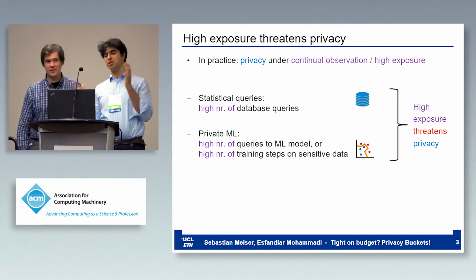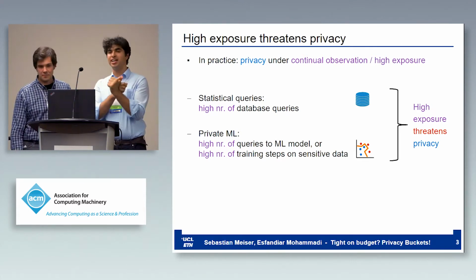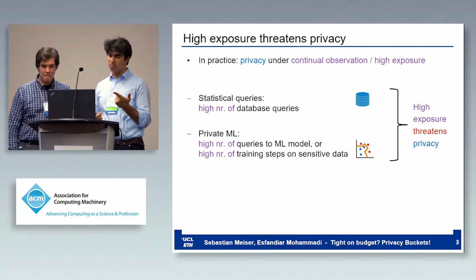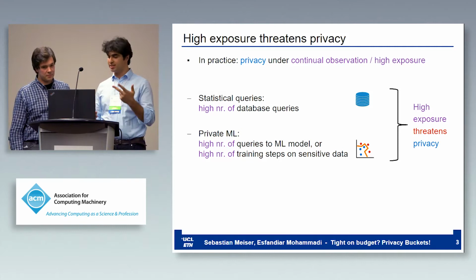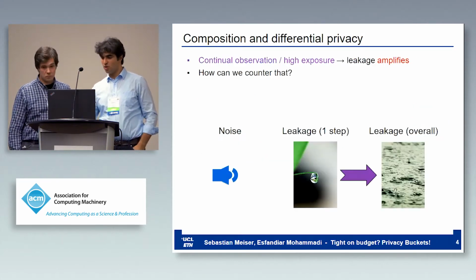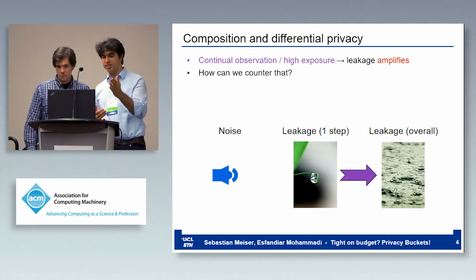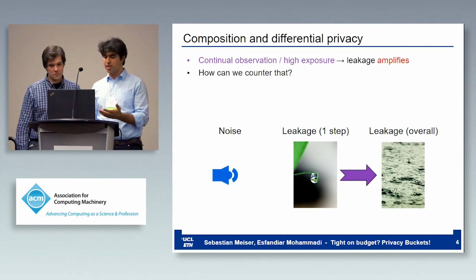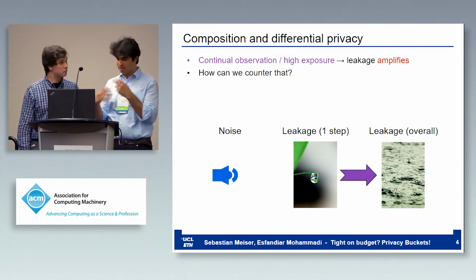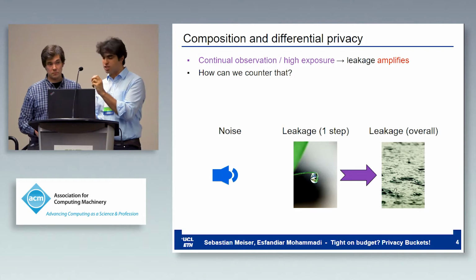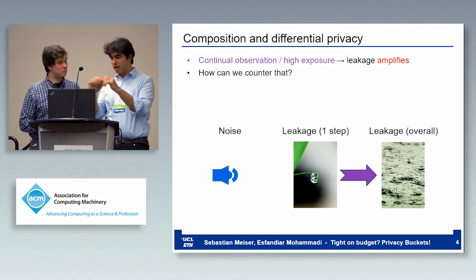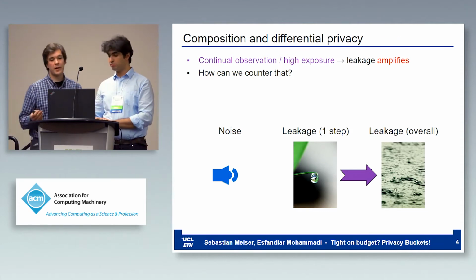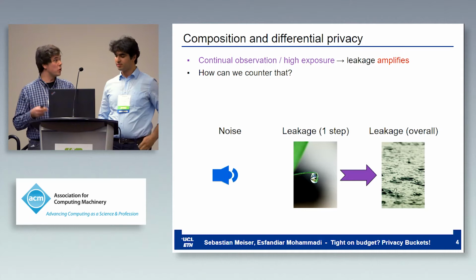What does high exposure mean? For database queries, it means a high number of database queries. For machine learning, it means a high number of queries to the machine learning model or a high number of training steps on sensitive data. So continual observation leads to more leakage. What we typically do is add noise to the computation result, and that helps a lot. It leaves a drop of leakage after one step, and a full rainfall after many steps. The leakage becomes worse and worse.